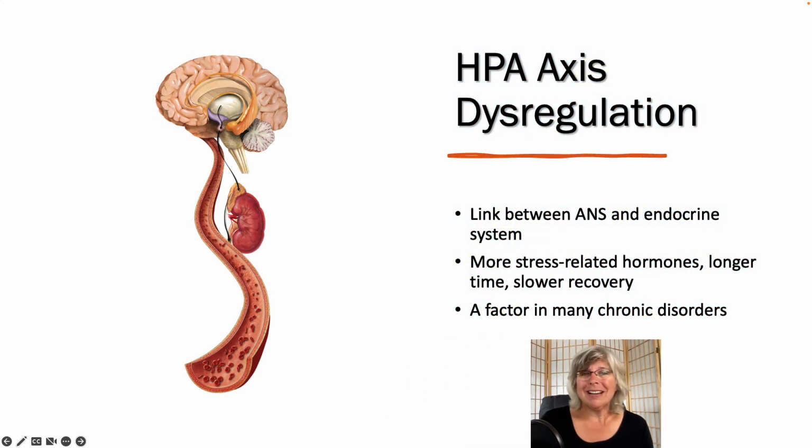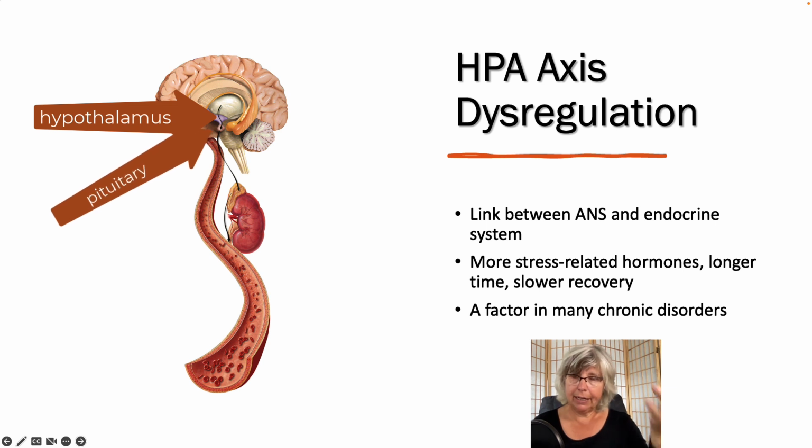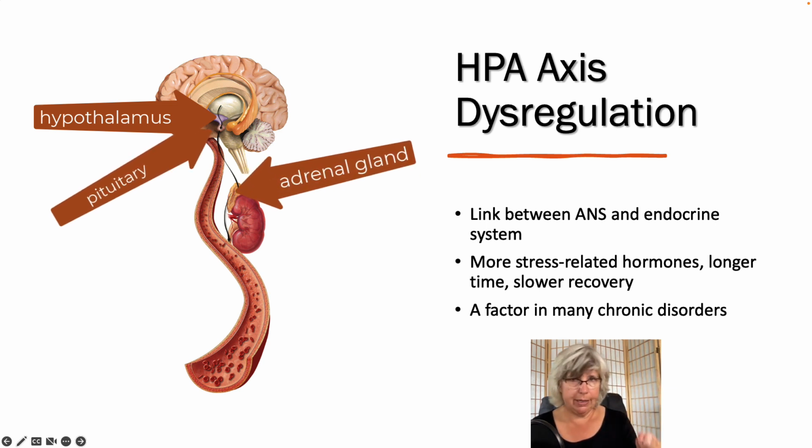Okay, HPA axis dysregulation. You might remember, and if you don't, I'm going to tell you anyway, that the HPA axis is a linkage between the hypothalamus and the pituitary gland and the adrenal gland. That's what HPA stands for. And this chemical and neurological linkage between these structures basically regulates the efficiency of our stress response system.